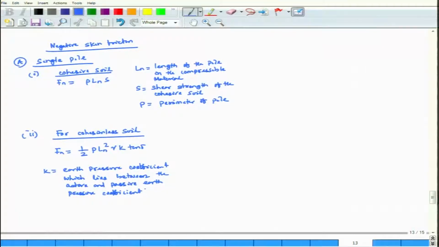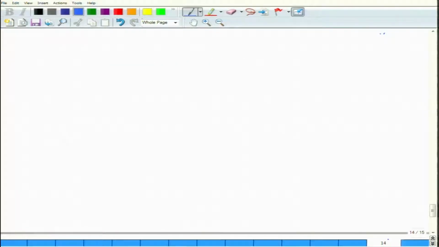So, delta is the friction between pile and soil material. It is generally taken between 2/5 to 5. Now, this is for a single pile. Let us go for group of piles.